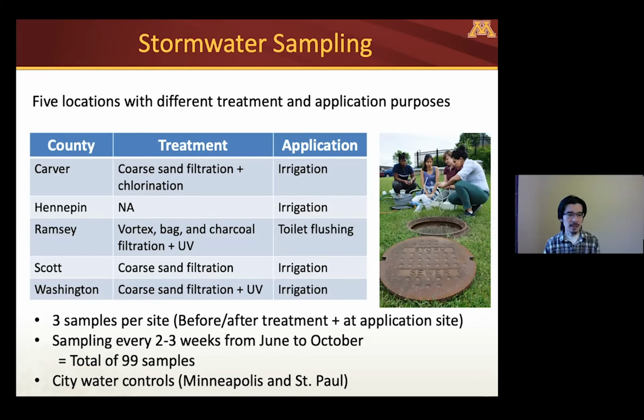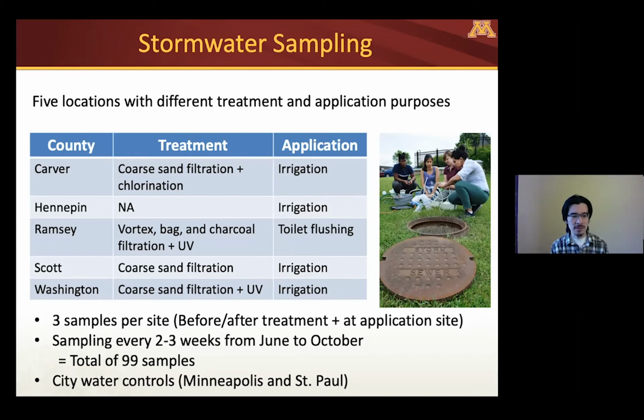A site in Ramsey County uses multiple layers of filtrations and disinfections. They use vortex bag filtration or also charcoal filtrations, as well as UV disinfection. The main purpose of this site is toilet flushing. A site in Scott County uses coarse sand filtration, but without any disinfection. And a site in Washington County uses coarse sand filtration together with UV disinfection. Both of these sites use their water for field irrigation.